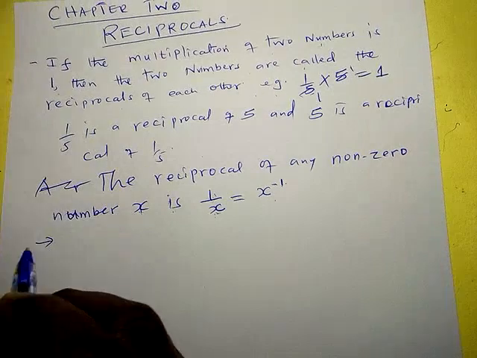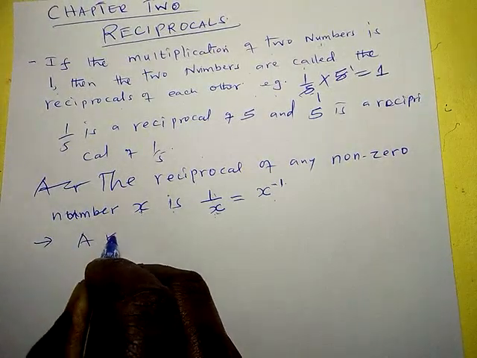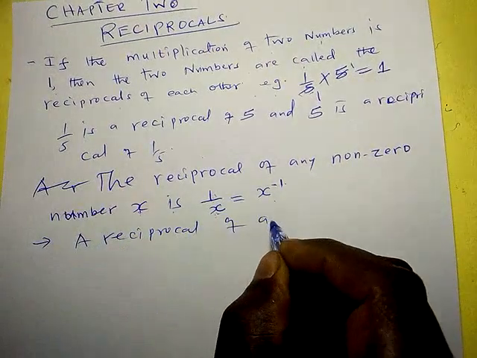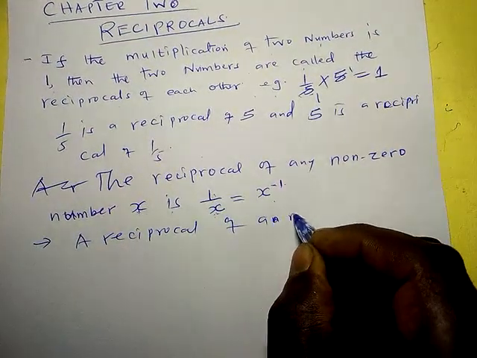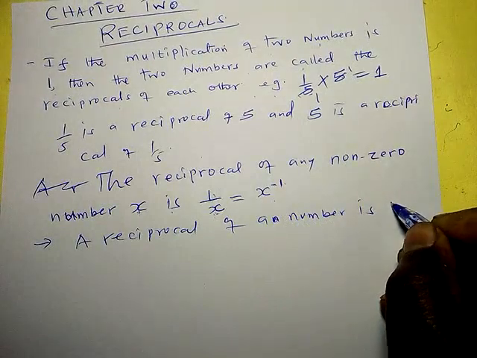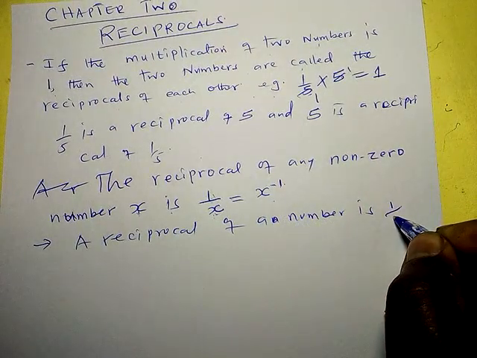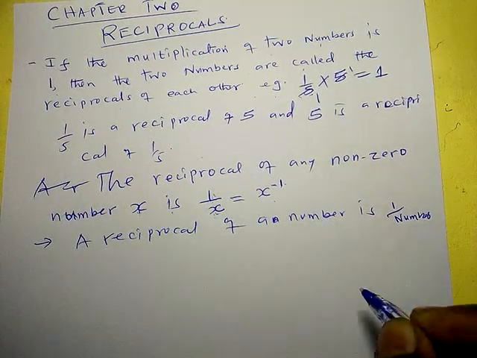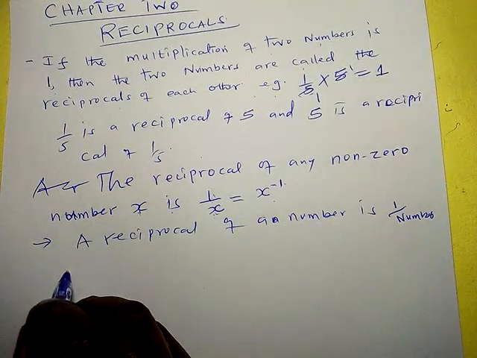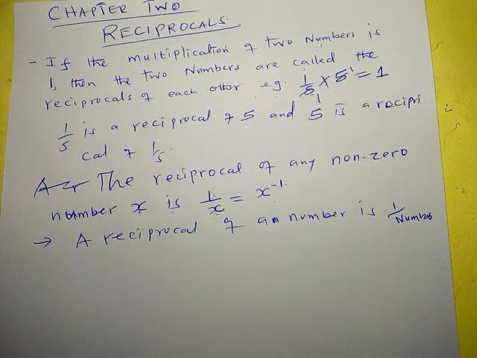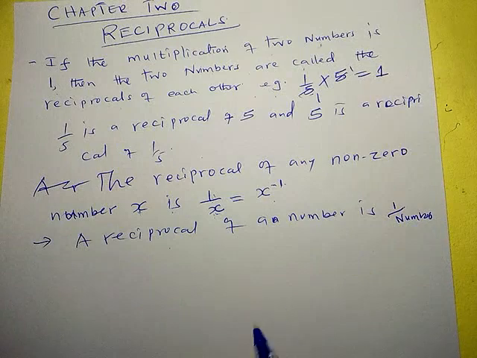In short, we can say that a reciprocal of a number is 1 over that number. So 1 over the number is a reciprocal. 1 over that number is what we call the reciprocal of that number.